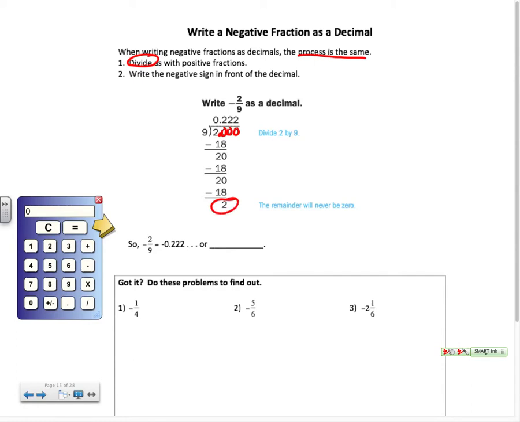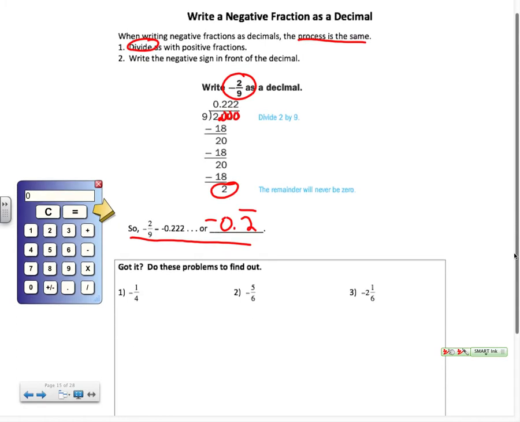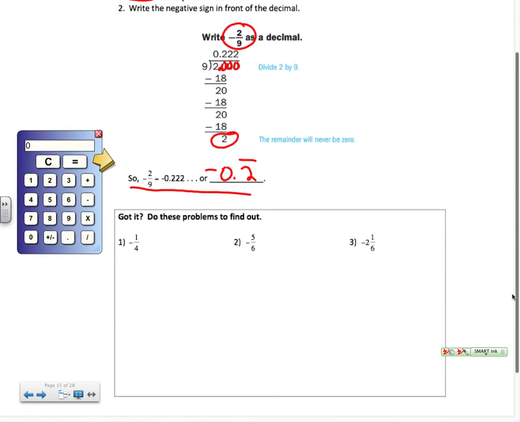That's a repeating decimal. So when we write the negative sign in front of the decimal, because this was a negative fraction up here, negative 2/9 equals negative 0.2222, or we use that repeating bar. And don't forget your negative sign. The ones down here for practice, you can use your calculator. So let's make it easier.